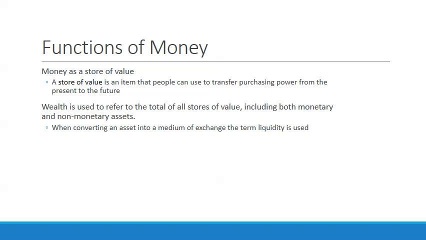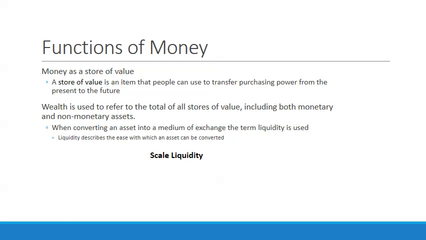And when converting an asset into a medium of exchange, the term liquidity is used. In other words, your home is a store of value because you can buy it now and sell it 20 years from now, and you've got that money back. In other words, it's been liquefied. It becomes purchasing power again. So liquidity describes the ease with which an asset can be converted.